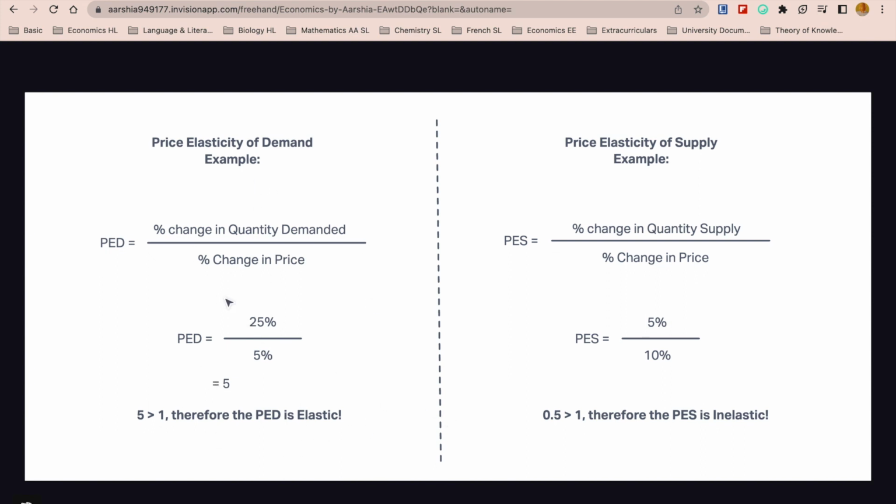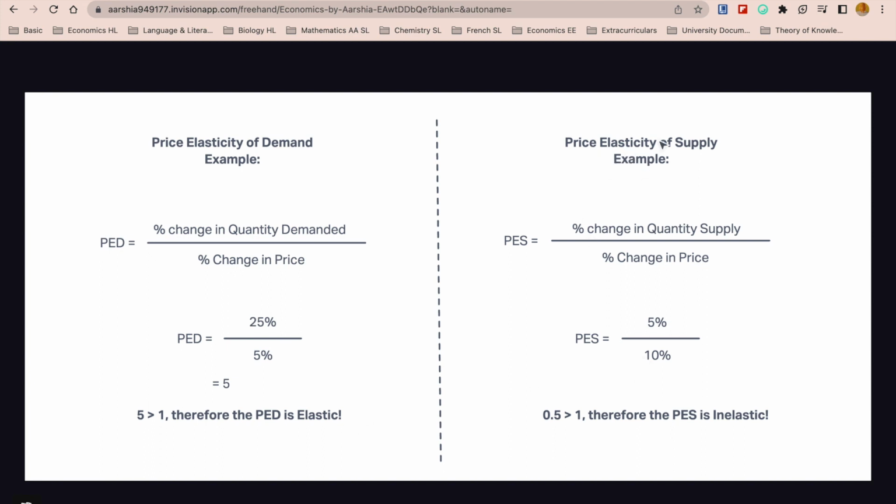So here we have a good and we're calculating its PED. And the formula again is percentage change in quantity demanded divided by percentage change in price. So here we have a 25% change in quantity demanded and a 5% change in price. So when you divide the two, the PED equals 5. And because the PED is 5, which is greater than 1, the demand here is elastic, price elastic.